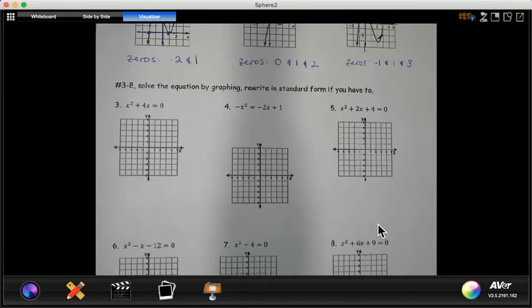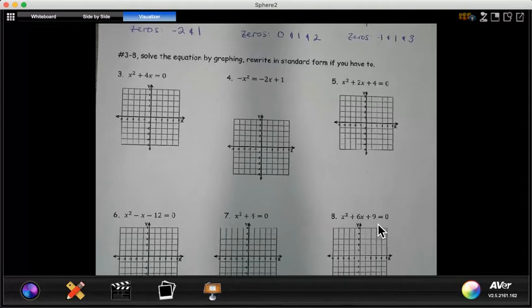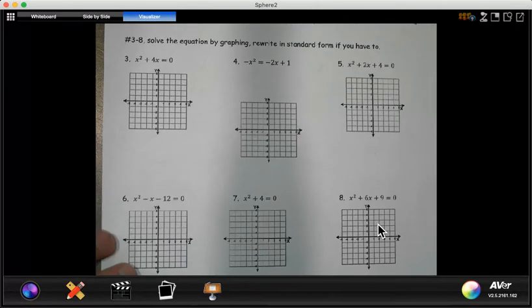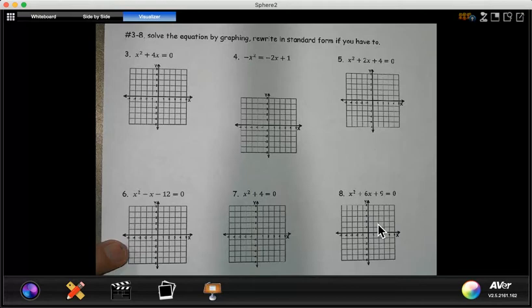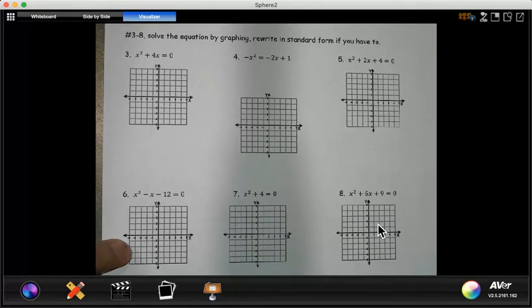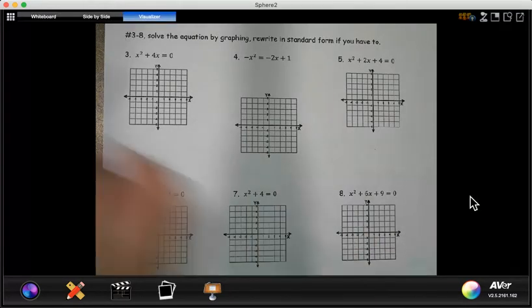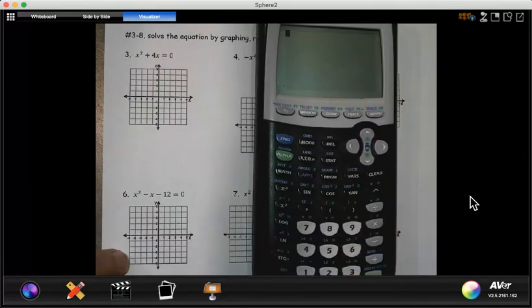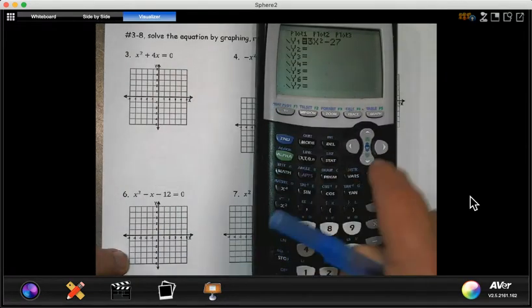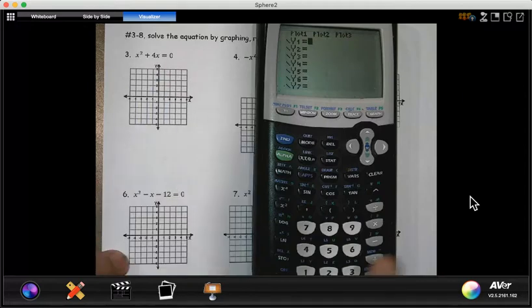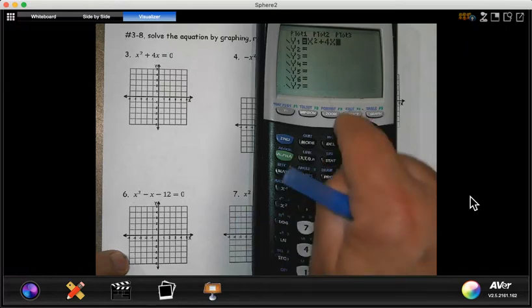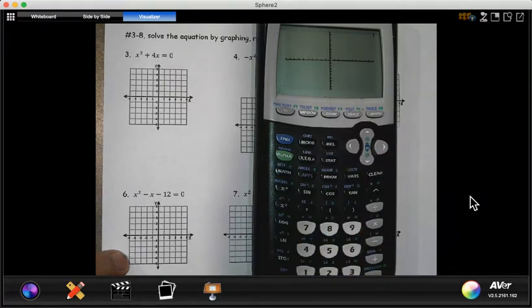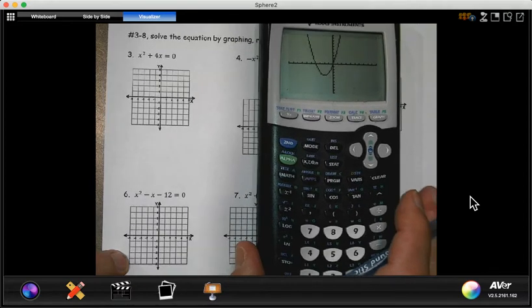All right, 3 through 8. Solve the equation by graphing. Rewrite it in standard form if you have to. For 3 through 8, it's already in standard form, so we're going to graph it. That means you go to your graphing calculator, go to y equals, and just type in what you see. X squared plus 4x, zoom 6 to get a standard window, and we're looking for where it crosses the x.